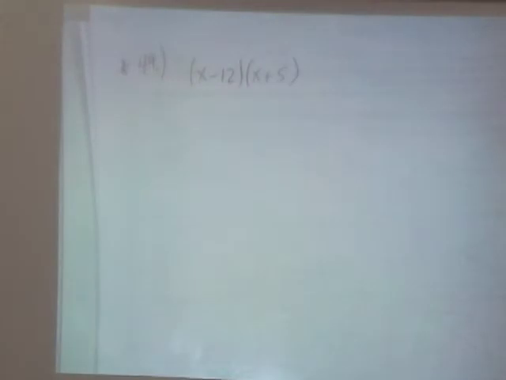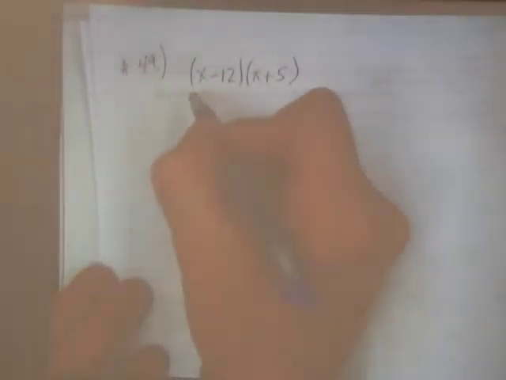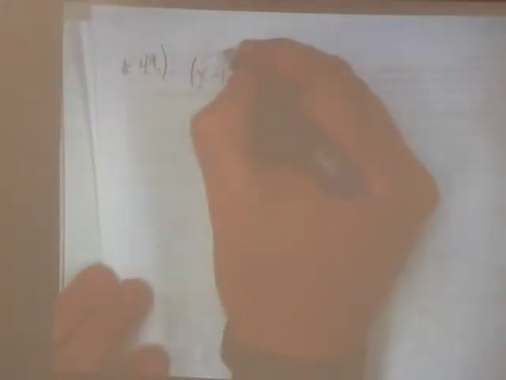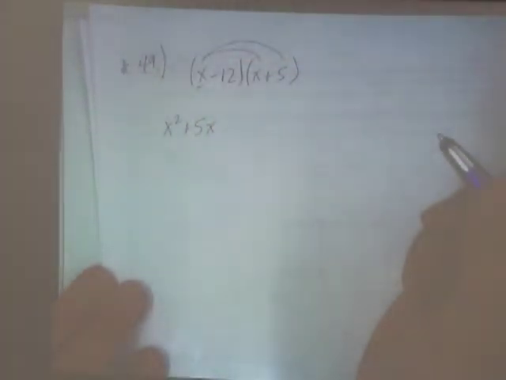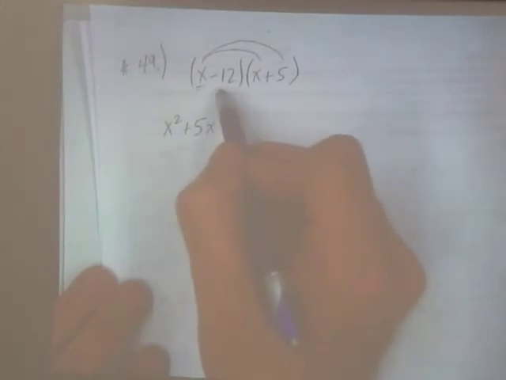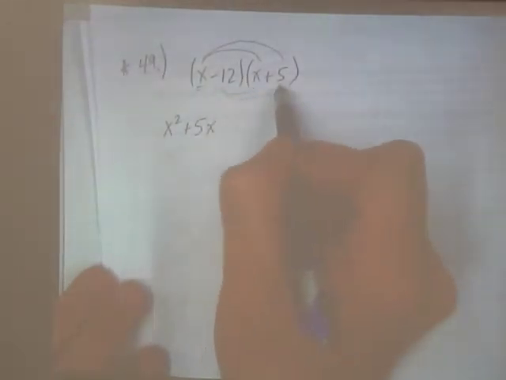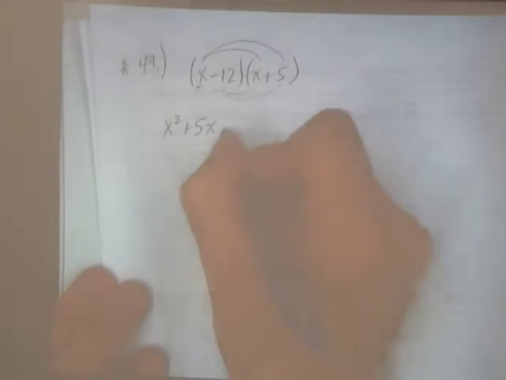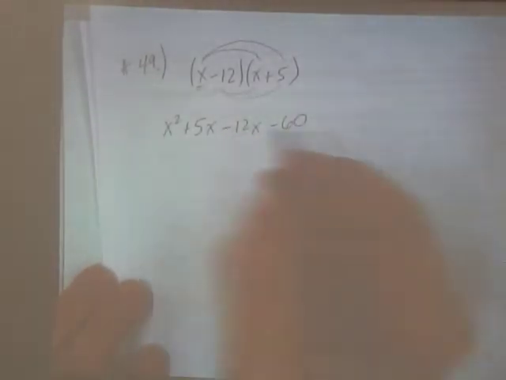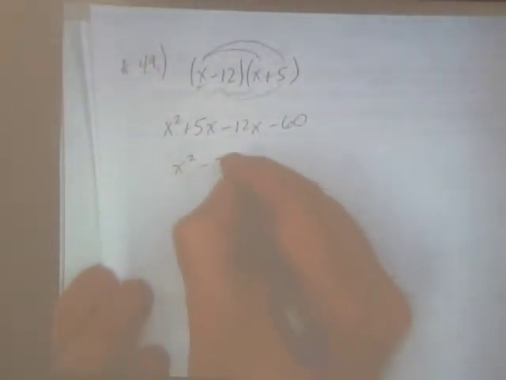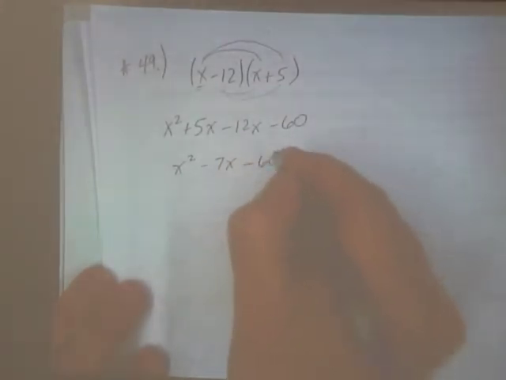Alright, so we're multiplying two binomials together. I'm just going to take the first term and multiply it by everything in the second binomial. So that'll be x times x is x squared. x times 5 is plus 5x. And I'm going to move on to the second one, the negative 12, and do the same thing, multiply that by everything in the second binomial. Minus 12x minus 60. So now I combine some like terms. So I've got x squared minus 7x minus 60.